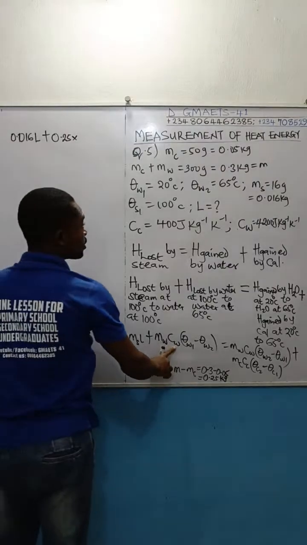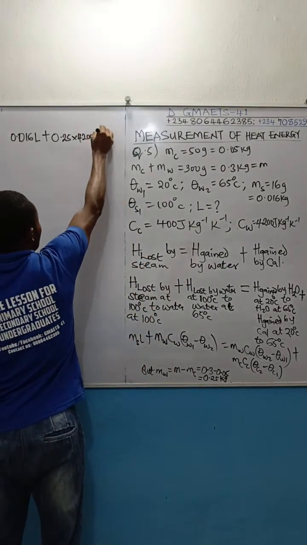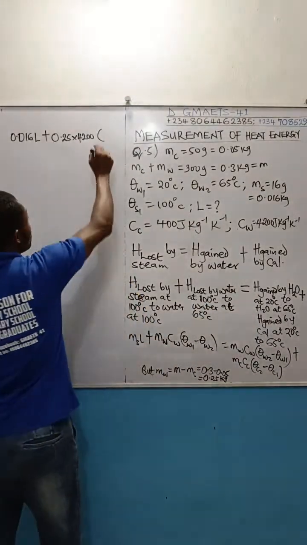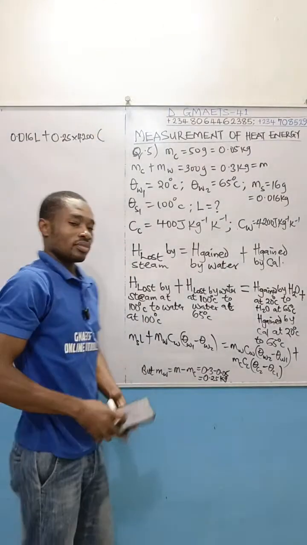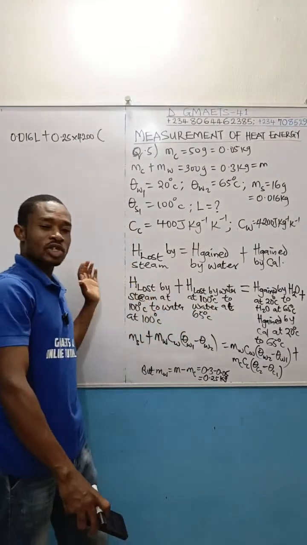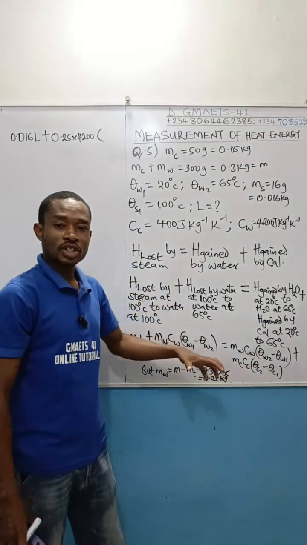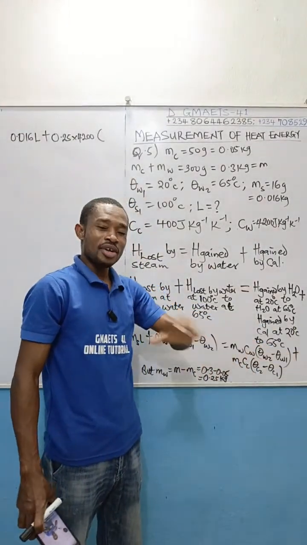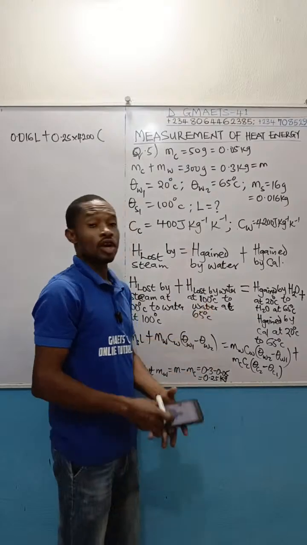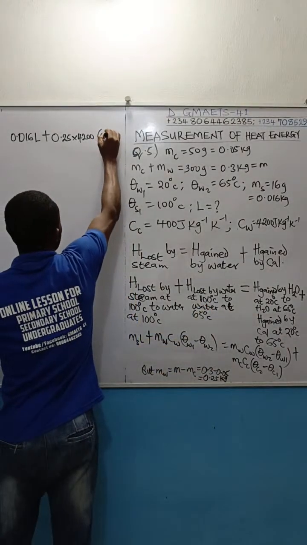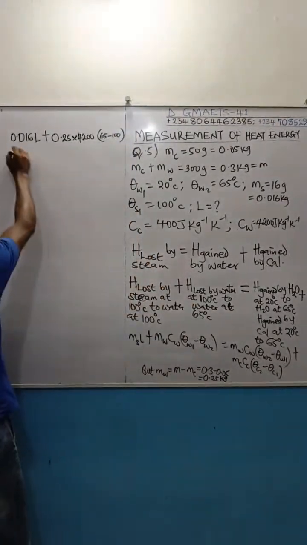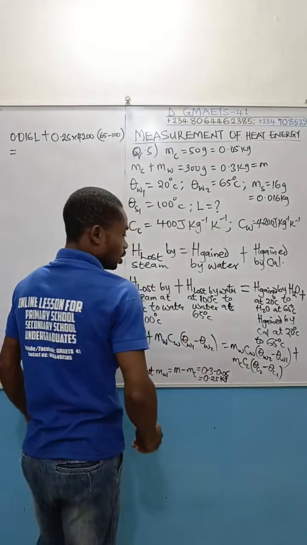times the specific heat capacity of water, which is 4,200, then times the temperature change of water from 100 to 65. Remember, heat is being lost, from 100 to 65. In the case of the steam, the heat is reducing, so the temperature is coming from a higher temperature to a lower temperature. I know this concept of heat. In terms of temperature, it is final minus initial. So this is going to be 65 minus 100, not 100 minus 65. Take note.